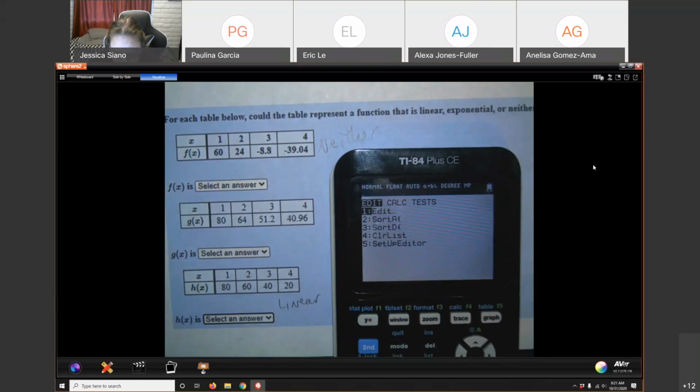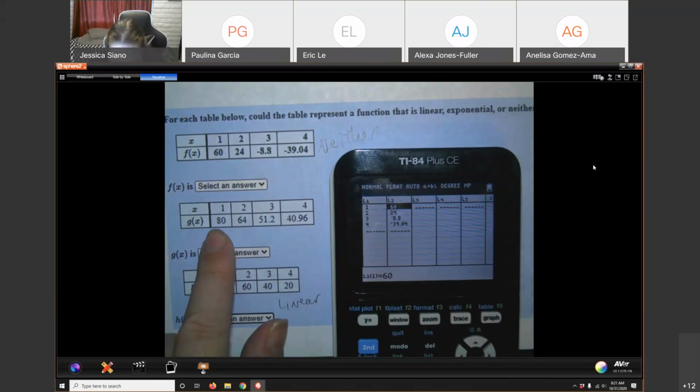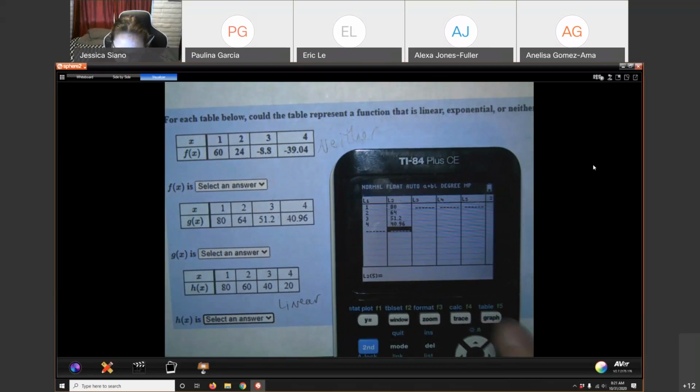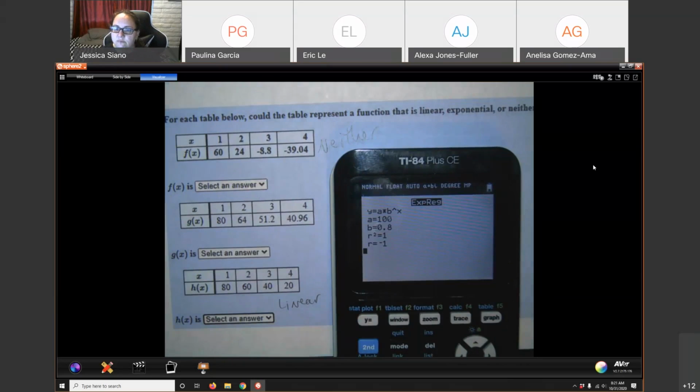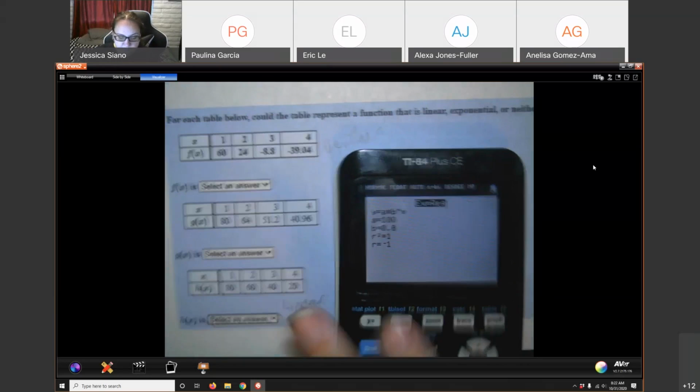So stat, edit, still 1, 2, 3, 4, but now this time I have 80, 64, 51.2, 40.96. Stat, calc, exponential regression. There we go. So you see how here it gave me an R value of -1, R squared value of 1. That means this is for sure exponential. Okay.